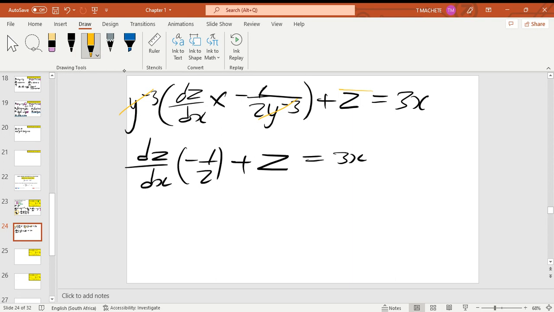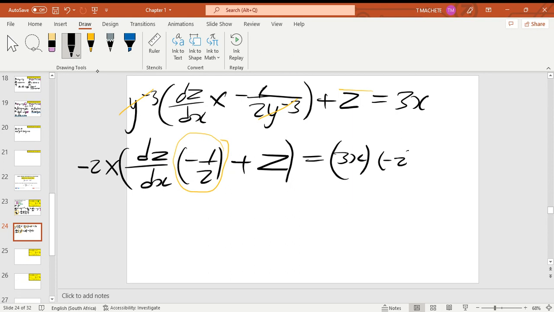So look at this, guys. We still have another problem. We need to get rid of that because we are looking for a standard formula. So you have to multiply everything by minus 2 to get rid of that. Everything that is inside the brackets there, you multiply both sides by minus 2. You multiply by minus 2 there.